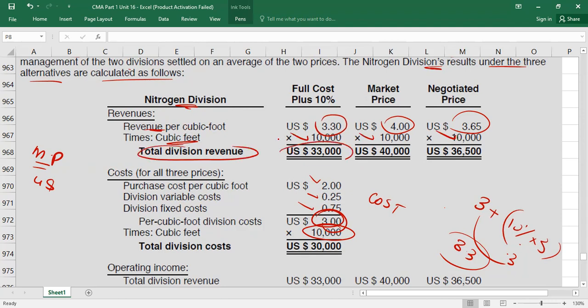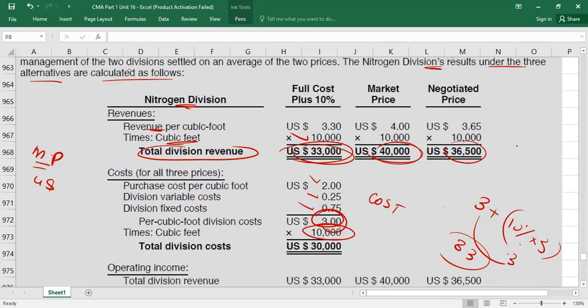Here total revenue is how much? 330 under cost plus 10% option. And here how much? 40,000. Sorry, here it is 33. Here is how much? 40,000 under market price option. And here revenue is going to be how much? 36,500 under negotiated price option.